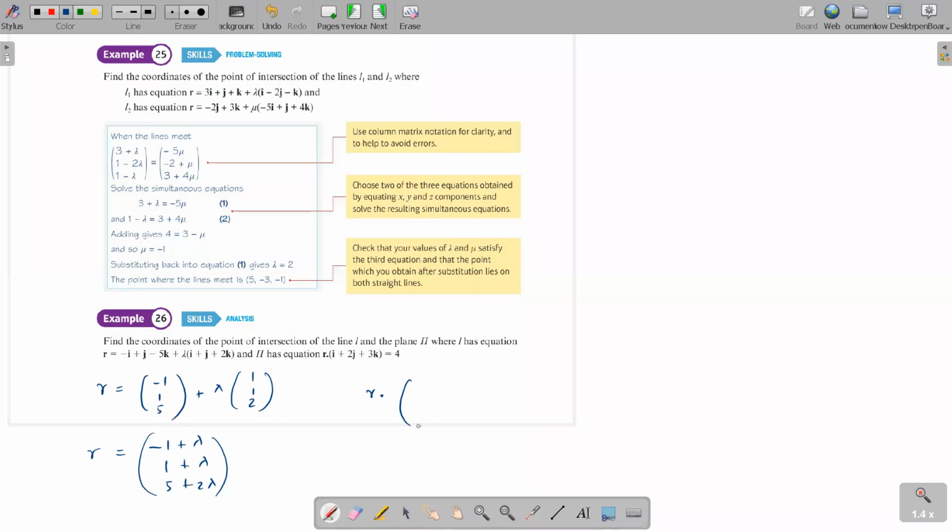Yes, teacher. Then R dot (1, 2, 3) equals 4. What do we need to do? We substitute. Very good. So instead of R, we put (-1 + lambda, 1 + lambda, 5 + 2 lambda), dot (1, 2, 3), equals 4. And then what do you do?